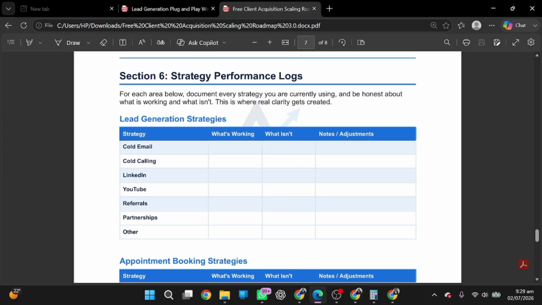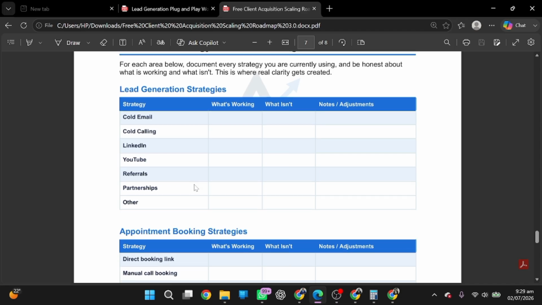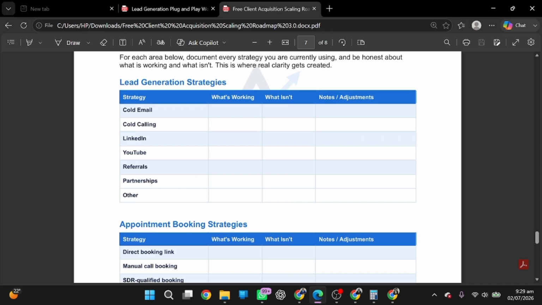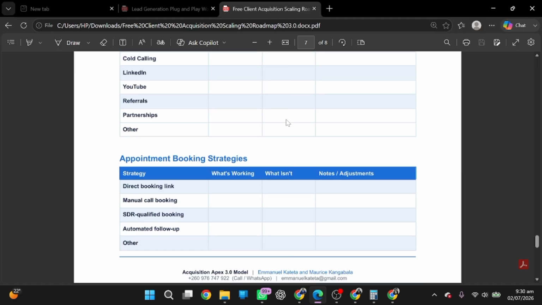Section 6 here, you track strategy performance logs. So for each area below, document every strategy you are currently using and be honest about what's working and what isn't. This is where real clarity gets created. So for example, any of these strategies, cold calls, cold email, LinkedIn, YouTube, referrals, partnerships, and others: what's working here, what isn't, and what have you noted?